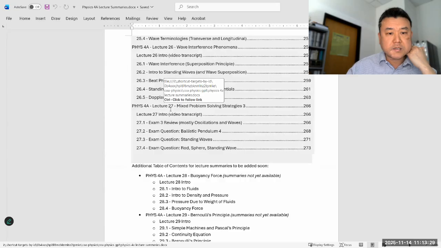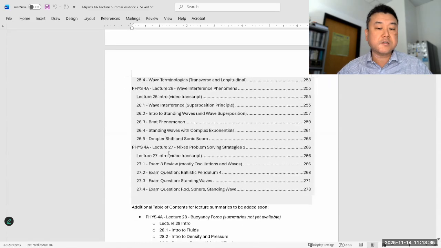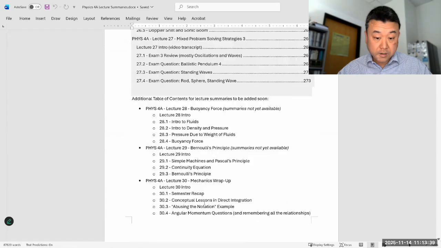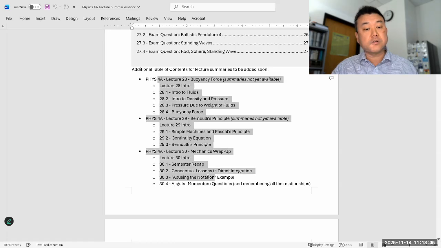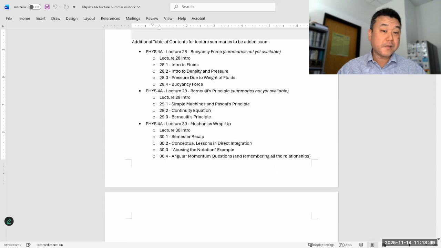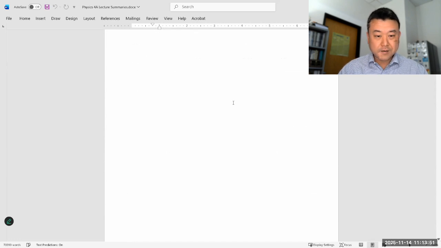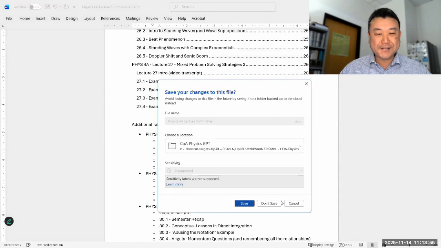So the CoA Physics GPT has the lecture summaries through lecture 27, which is material in this class coming up in 2 weeks. The next 2 weeks are lectures 25 and 26, and then with the oscillations timed assessment, that's lecture 27. And I've actually already corrected the transcripts of lectures 28 through 30. I just need to review them, and as I review, I usually do minor corrections. So it's all set to be updated on schedule.